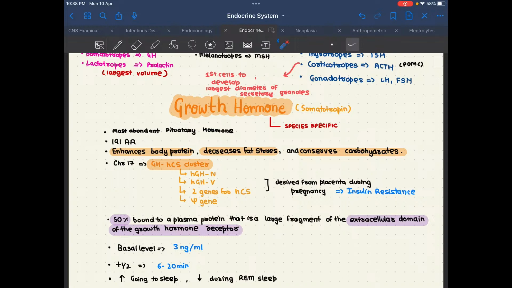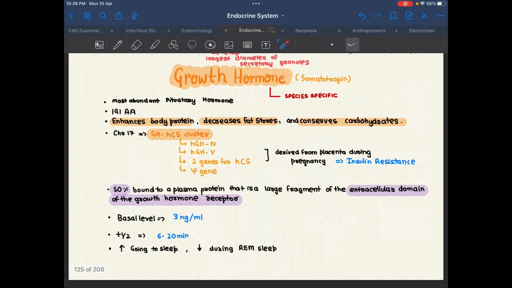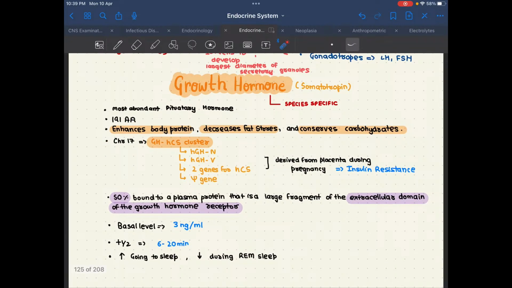That is not so. So it's species specific. ठीक है? 191 amino acids का ये है. Chromosome 17 इसे कोड करता है. And what do I mean? Last thing, it is 50% जो ये hormone है, it's a protein hormone.